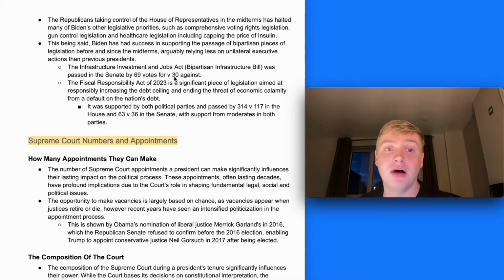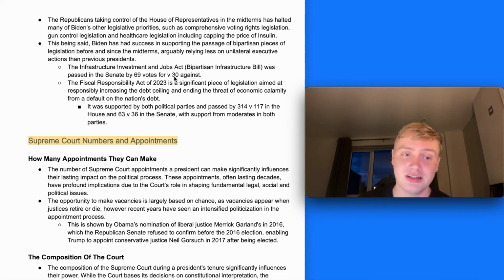This being said, Biden has had success in supporting the passage of bipartisan pieces of legislation before and since the midterms, arguably relying less on unilateral executive actions than previous presidents. So the bipartisan infrastructure bill was passed in the Senate with 69 votes for versus 30 against, and the Fiscal Responsibility Act of 2023 is a significant piece of legislation aimed at responsibly increasing the debt ceiling and ending the threat of economic calamity from a default on the nation's debt. And this was passed with support from both political parties, with 314 versus 111 in the House and 63 versus 36 in the Senate. Support from moderates in both parties.